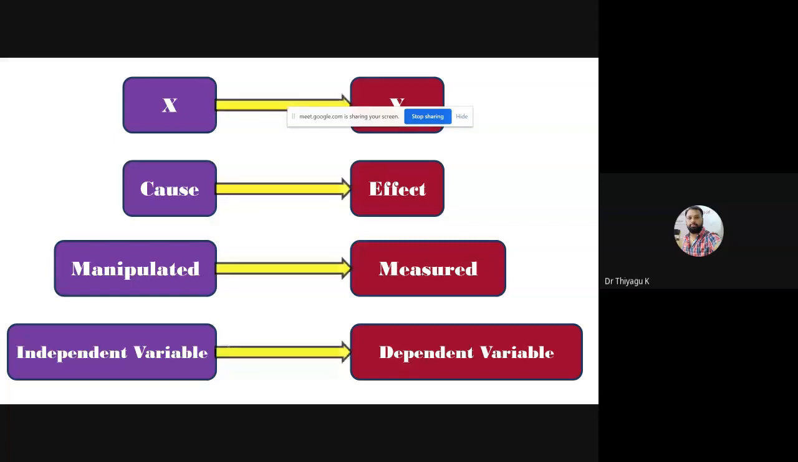Manipulating variable, in the context of the experimental method, is the independent variable. What is a measure variable? The measure variable is nothing but the output variable, and here we may treat it as the dependent. Independent variable, dependent variable, a lot of names are there.